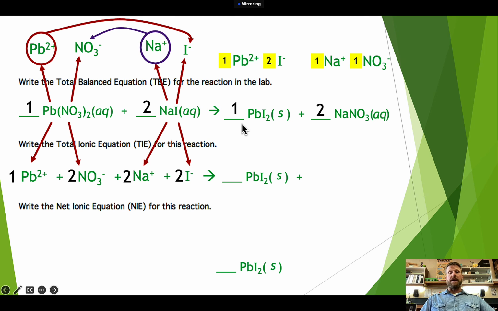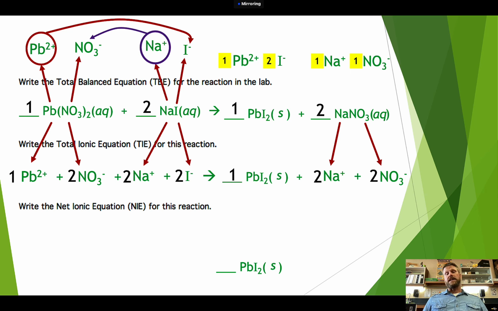On the product side, PbI2 is a solid, so I'm not going to break it into ions. NaNO3 is an aq, so I will break it up into ions. We already know Na is Na+. I have 2. Okay, the coefficient times the subscript gives me how many of those ions I have. Same goes for nitrate. I only have 1 nitrate in the formula, but I put a 2 as a coefficient. That means I have 2 NO3 minuses. I have now written the total ionic equation.